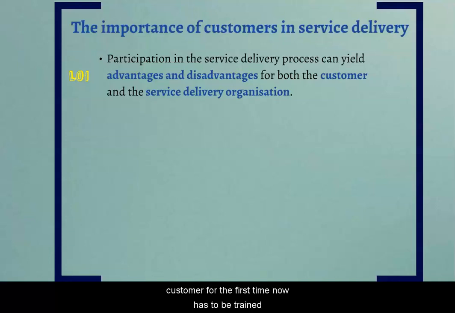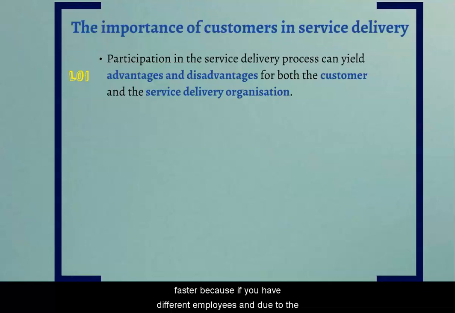So now in that case, a customer for the first time now has to be trained or instructed on how to use this machine. And then employees also need to be retrained because they have to be able to assist customers that are new to this new service process and when something goes wrong with the machine. So there are several advantages and disadvantages for both the customer and the service delivery organization. And this is covered extensively on page 233 to 234. There are several. For example, in terms of the advantages, customers can customize the service to fit their specific needs.